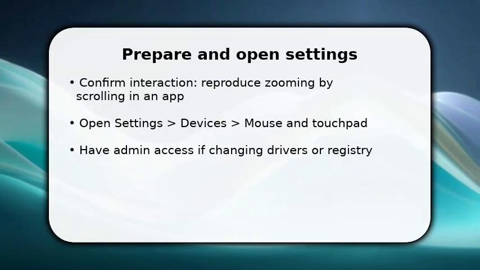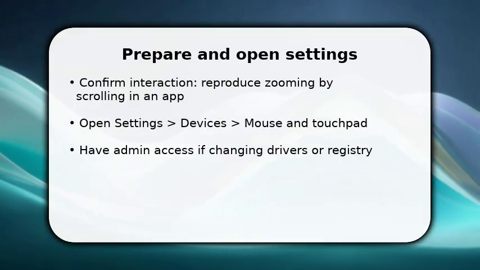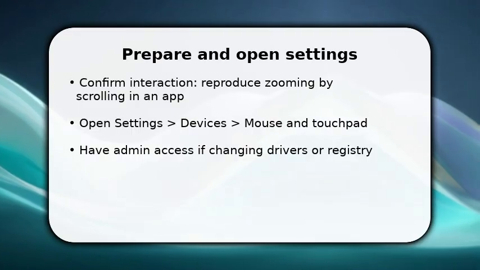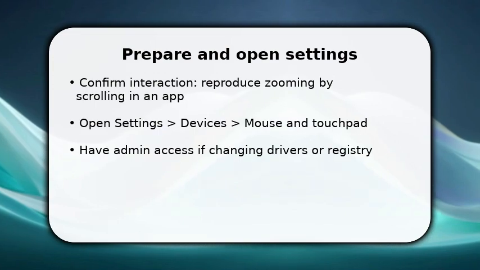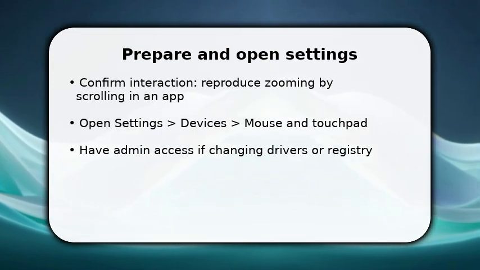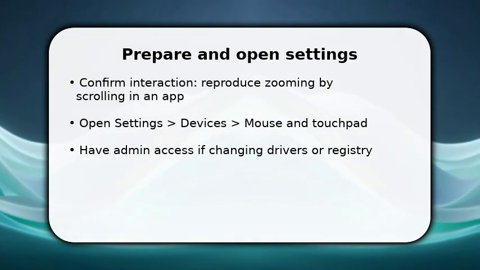While in Mouse Settings, check the primary drop-down for scroll options and click Additional Mouse Options to access hardware-level settings. This moves you immediately into the actionable area where Windows and drivers interact.